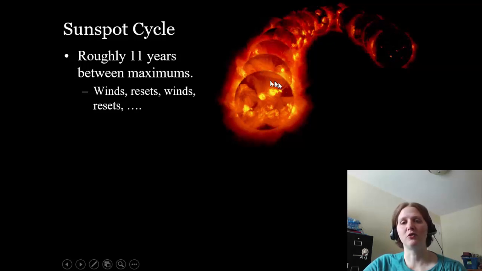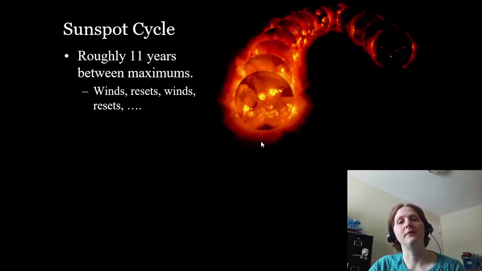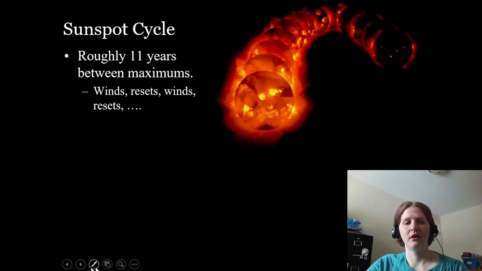And this would be called solar maximum, when the sun is the most active. This would be called solar minimum right after it resets. And it's roughly 11 years between maximums. So the cycle takes about 11 years. Sometimes it's 12, sometimes it's 11, but roughly 11 years. The last maximum happened around 2014. So we've got a while yet before another solar maximum.